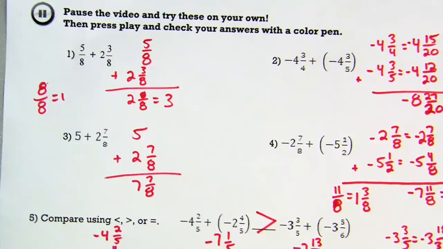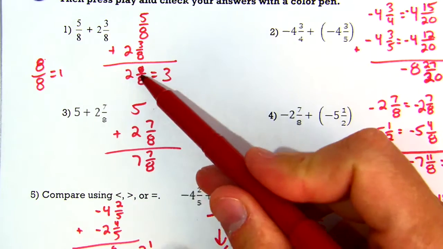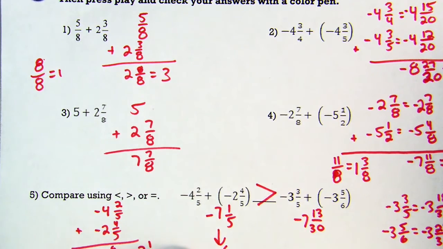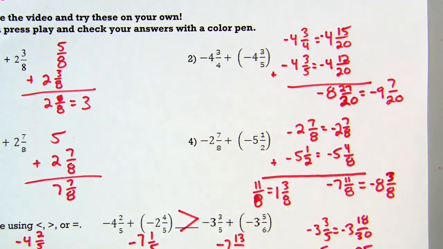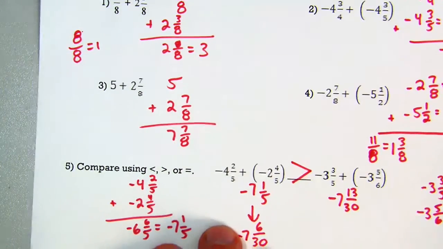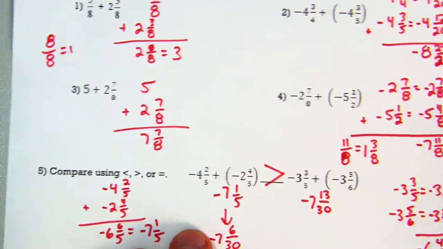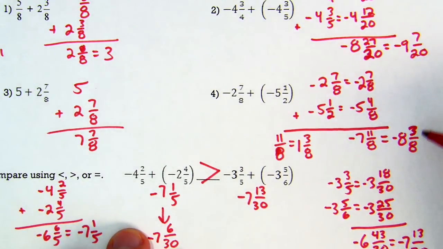Alright, here are our results. Number 1, you should have gotten an answer of 3. It's 2, and then 8/8 is equal to 3. Number 2, you should have gotten an answer of negative 9 7/20. Number 3, 7 7/8. Number 4, negative 8 and 3/8, especially after you simplify your improper fraction there.